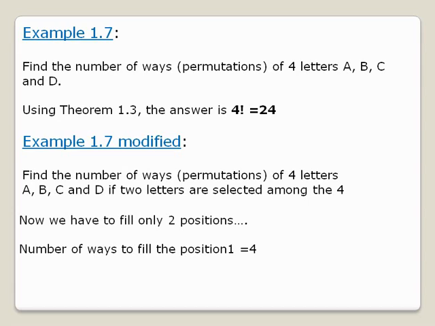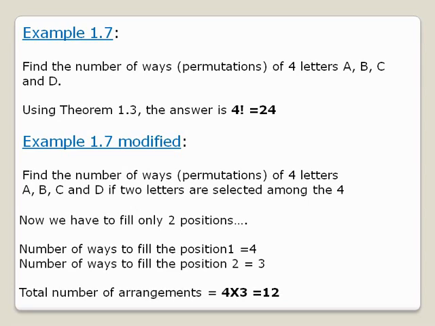Now we have to fill only 2 positions. So the number of ways to fill the position 1, there are 4 letters. The number of ways to fill the second position, there are remaining 3. Since we need to fill only 2 positions, there will be 4 times 3, which is 12 arrangements. I hope you can see the difference between selecting a few letters out of all 4 and selecting all the letters out of the 4. Here are the 12 possible arrangements of selecting 2 letters out of 4.